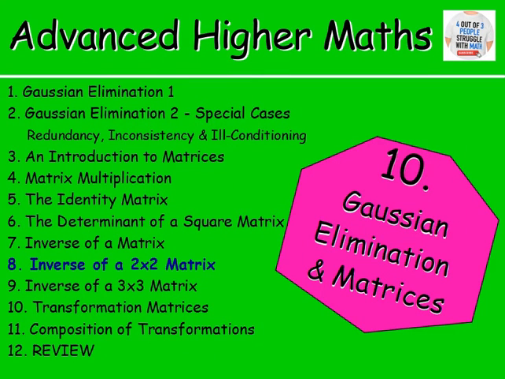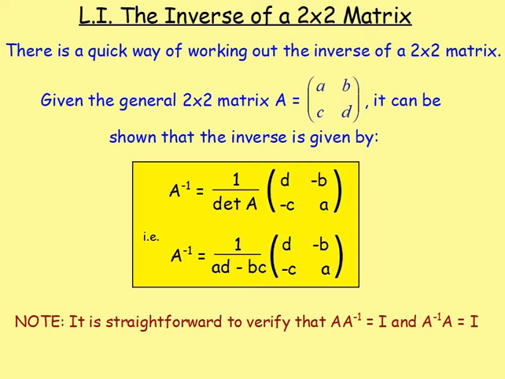After that, we went on to look more closely at the inverse of a 2 by 2 matrix, and what we found was that there's a quick way of working it out. What you can do if you're given the general 2 by 2 matrix A, so the entries A, B, C, and D, is work out 1 over the determinant, so A times D, take away B times C, and multiply that by the matrix, but you swap A and D around, and you take the negative of whatever B and C are. That will give you the inverse. So the quick way of doing it is work out 1 over the determinant, swap A and D around, and take the negative of whatever B and C are.